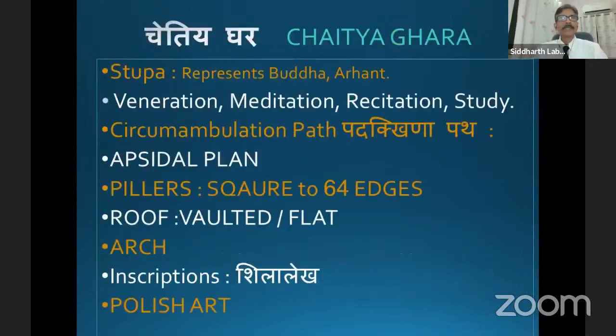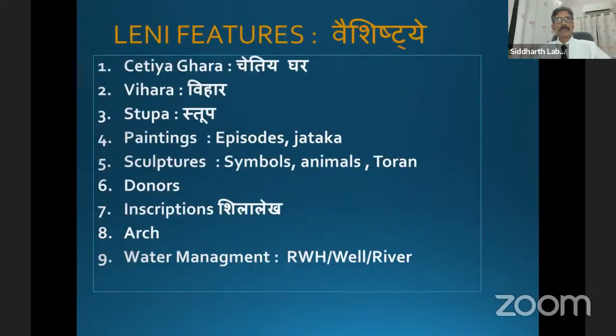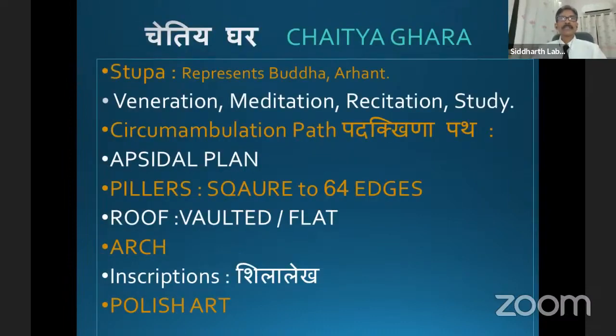Okay. Now we have seen the criteria, so we'll go one by one, right? First is the Chaitya Ghara. The main architecture of the Chaitya Ghara is the stupa. That stupa mainly represents the Buddha or Arhat. Mostly the stupa is the Buddha only.